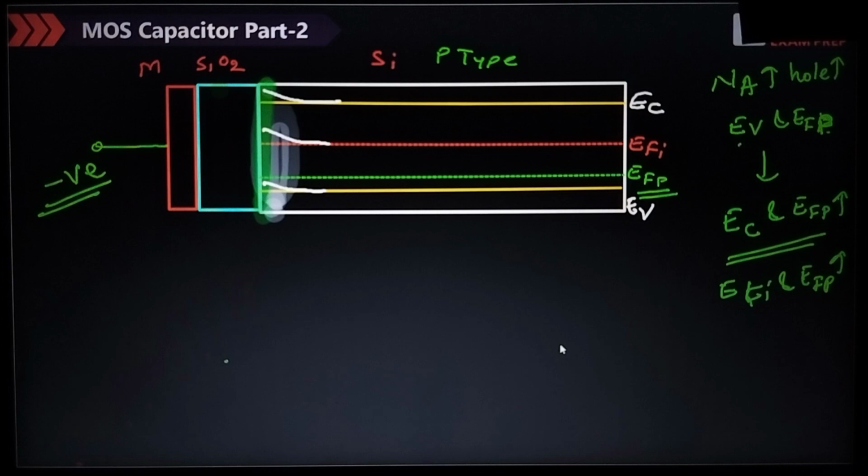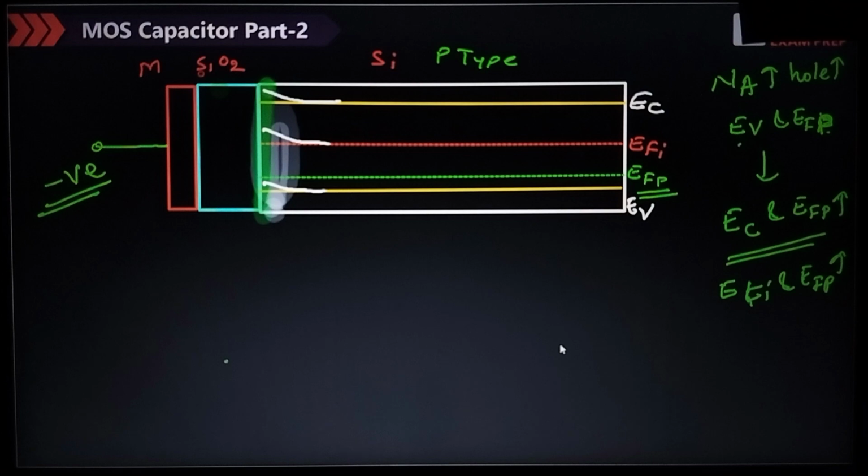So simply in the exam they will give you this diagram, and by watching this, tell me whether it is accumulation, inversion or depletion. Just the bending of the energy level. The bending of the energy level means EV is moving towards what? EFP. EFI is moving away from the EFP. EC is moving away from the EFP. Means we are making it more P-type. If it is more P-type, means what? It is accumulation. Simple logic. Accumulation.